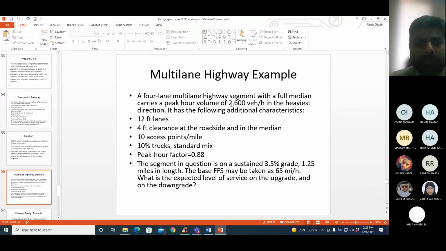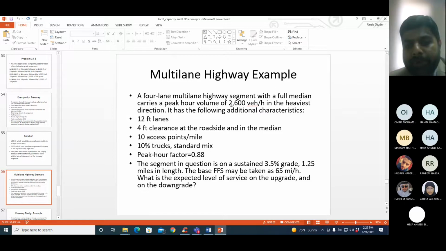This multi-lane highway has 12 feet lanes, 4 feet clearance at the roadside and in the median. Median side means the left hand side and roadside means the right hand side. So 4 feet on each side, so total is 8 feet. 10 access points per mile, 10% trucks with a standard mix. Standard mix meaning 70% SUTs, 30% TTs. You call it standard, normal, default, it means the same thing. Peak hour factor is given. Now this segment has a sustained gradient of 3.5% at a length of 1.25 miles.